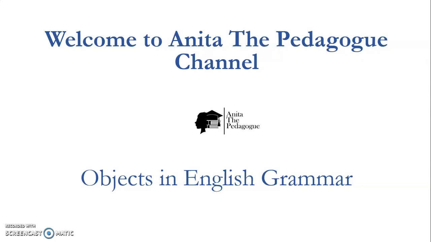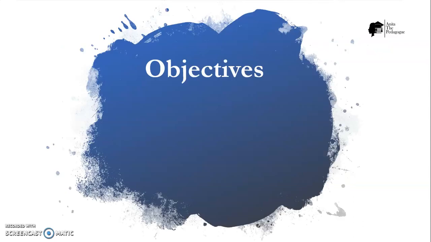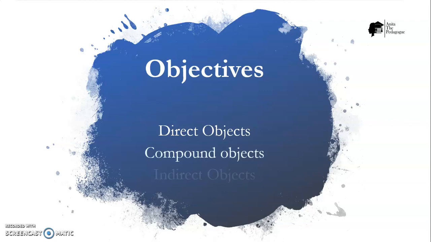Today, I want us to look at objects in English grammar. Our objectives for today's lessons are to be able to identify direct objects, compound objects, and indirect objects.